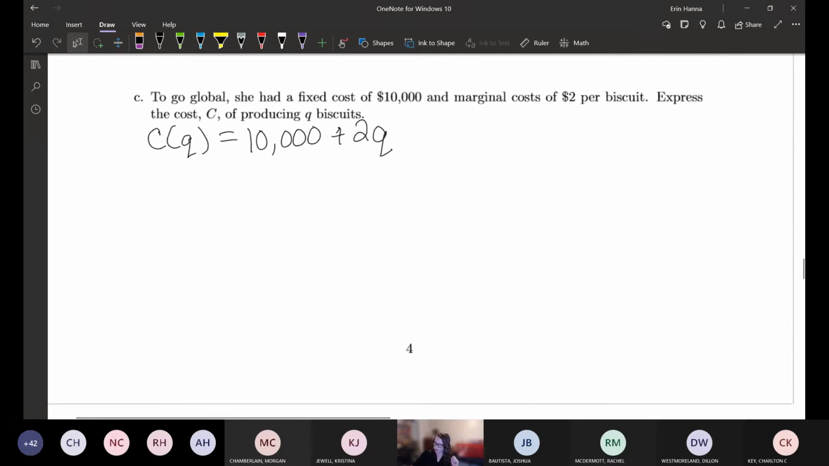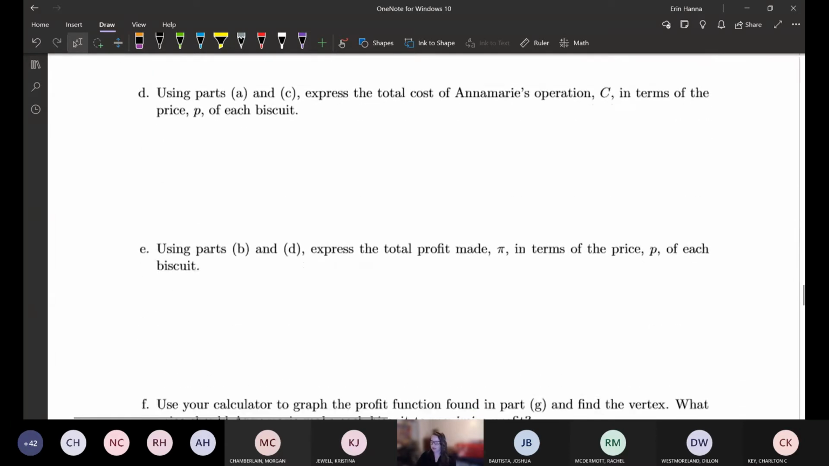So the next part of the question is to essentially take the equation we just found. Since it's no longer on the page, let me remind us of the two things we're going to use here. We're going to take that equation we just wrote, and we're going to take our demand function, which I've already forgotten. So we're going to take those two equations and express the total cost in terms of the price.